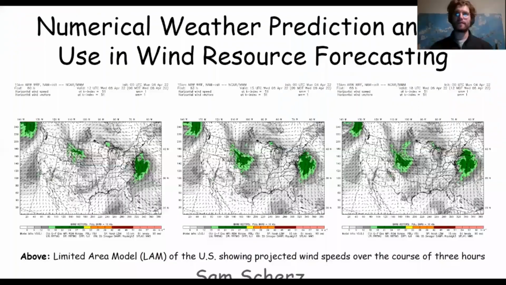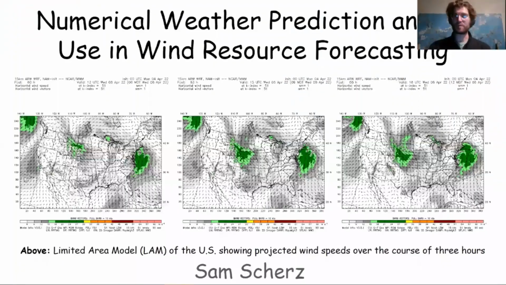Hey everyone, my name's Sam, and today we're going to talk about NWP and how it's used in wind resource forecasting and assessment. I thought it would be appropriate for my first slide to include three frames from a WRF limited area model of the US for the day that this presentation is due, which is the 6th. It's showing the wind conditions for the US over a 6-hour period. And let me know if this is accurate after you watch this.